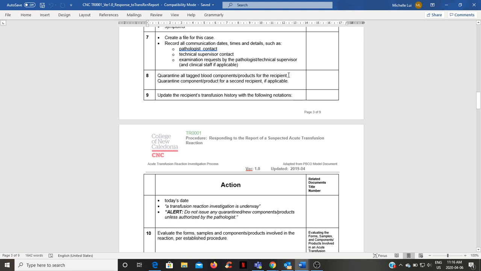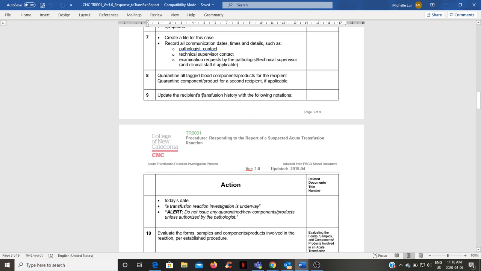Number 8, quarantine all tagged blood components for this recipient. So he was due, I think 2 units were ordered, and this was the first unit. So the second unit needs to remain in quarantine in our fridge, and that cannot be released at this point. The second line here, quarantine component product for a second recipient if applicable. This is talking about if there is a misidentification and they've found it at this point, who else could be involved? Are there other transfusions going on at the same time that may have been mixed up as well? So it's really important to look for.